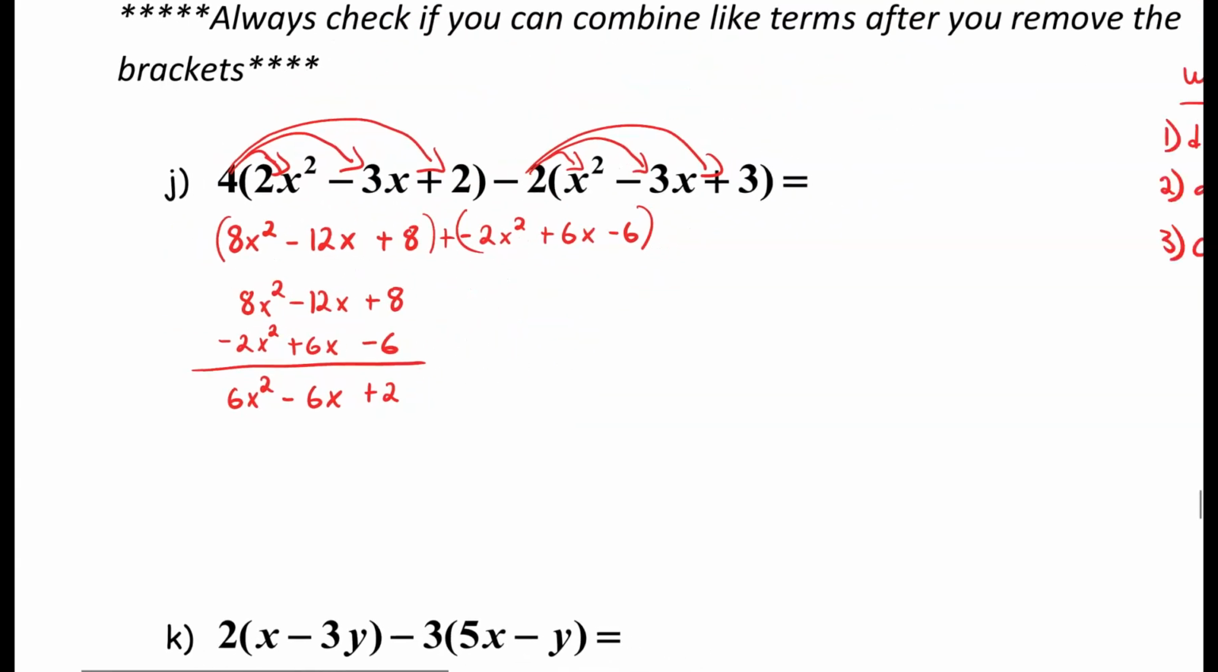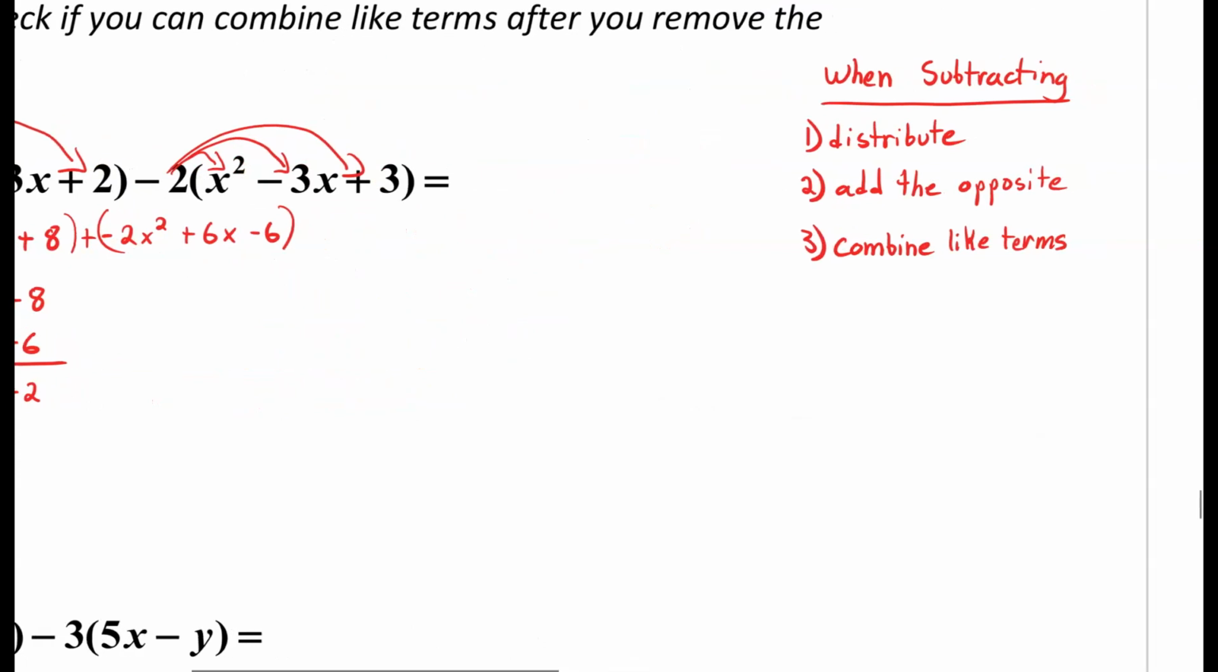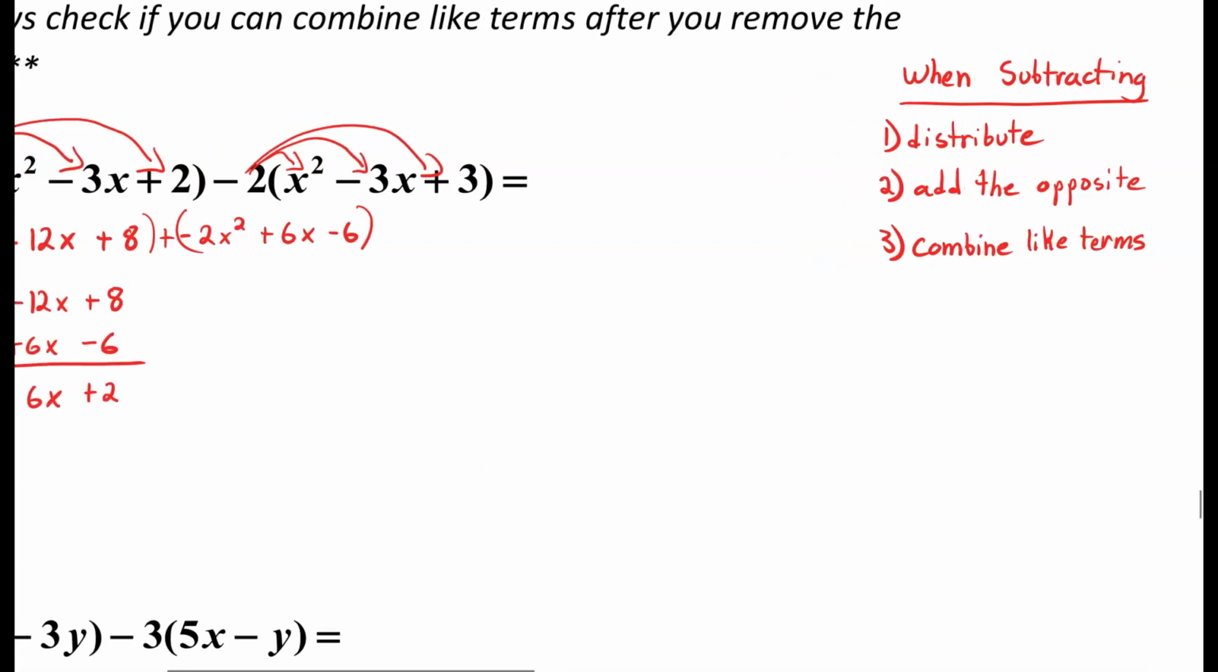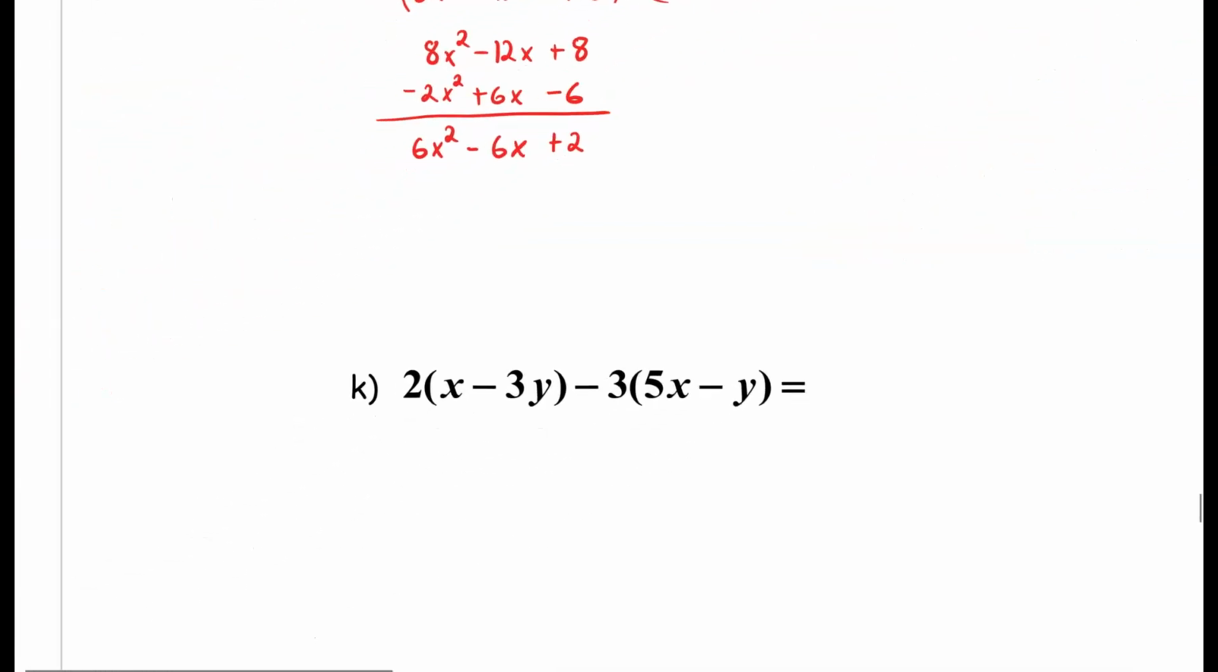So remember, we followed exactly what we wrote up here. So when we're subtracting, we first distribute, then we add the opposite. You can either multiply it by our number and then change the symbol afterwards, or we can multiply it by that negative 2, which changed the symbols for us, and then we combine our like terms at the end.